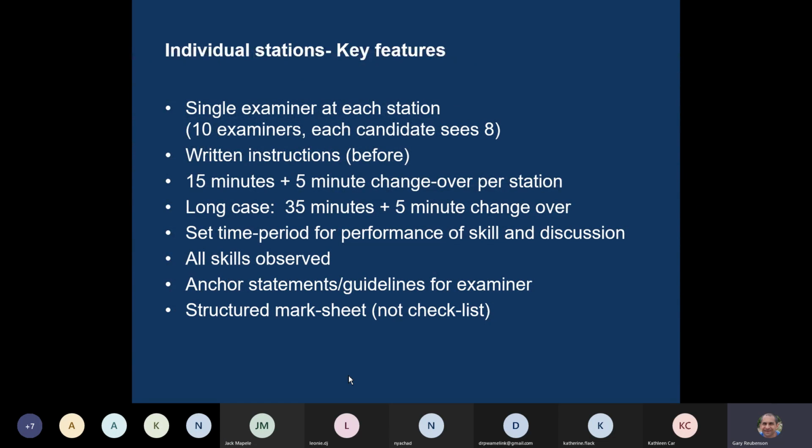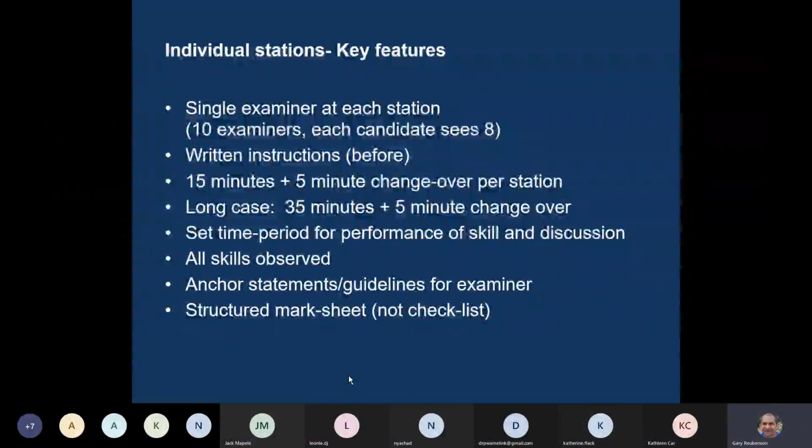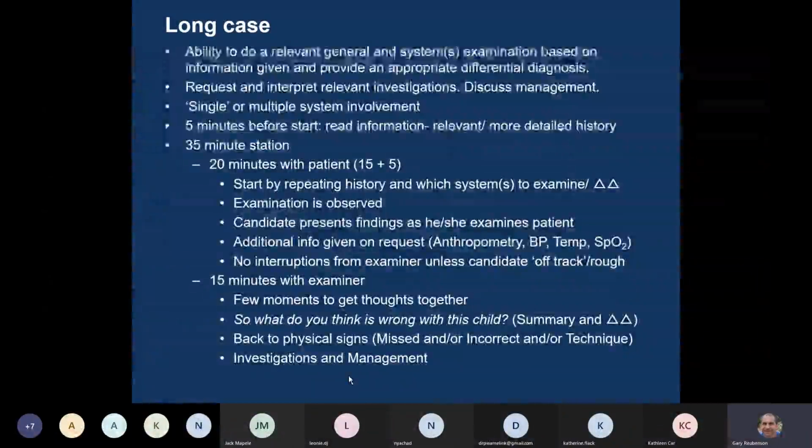But you can see there's a set time period for performing the skill and for the discussion. Everything's observed. The examiner has guidelines or anchor statements, and the mark sheet is structured. And it's not a checklist. Some of you might have been involved in undergraduate exams where you have a whole long list of things that the candidate's supposed to do, and as they do them, you tick, tick, tick, and at the end of the time you add up all your ticks, and that gives you the number of marks. That's not how postgraduate exams work. It's an overall impression of how you've done, but the anchor statements give them some idea of where each person should fall, or where a person's performance would allow them to fall.